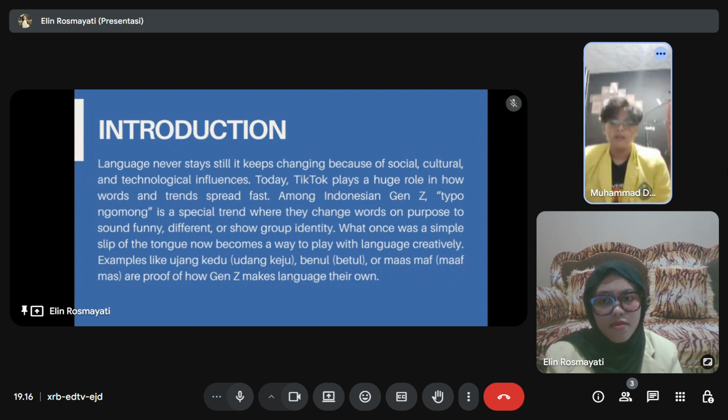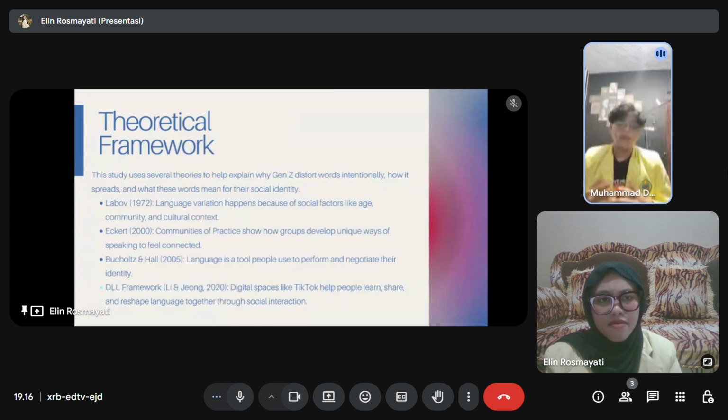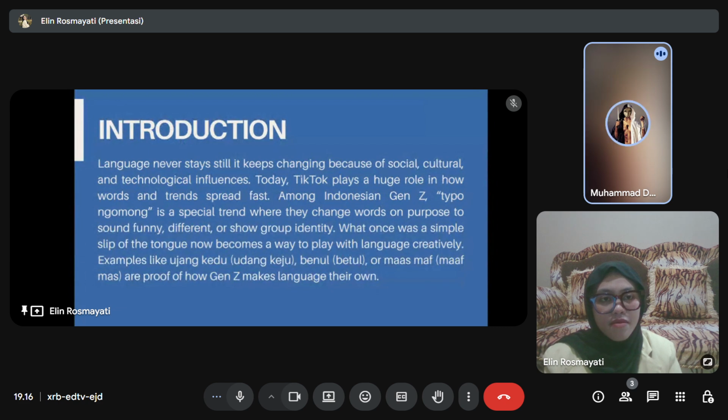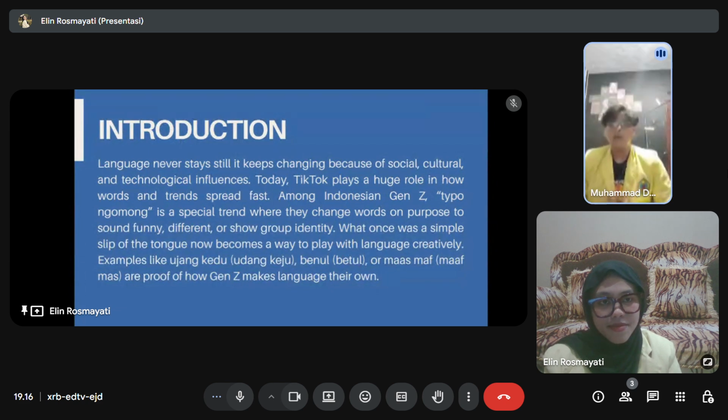Examples like ujang kedu, where the right word is udang keju, benul or betul, it is right, or maaf mas, the sorry sir, are proof of how Gen Z makes language their own. It looks like Gen Z made language creatively by their own. For example, there are the three examples here. And then for the next, Elin, next.